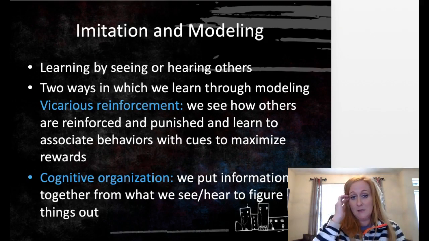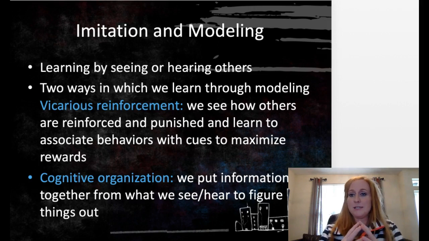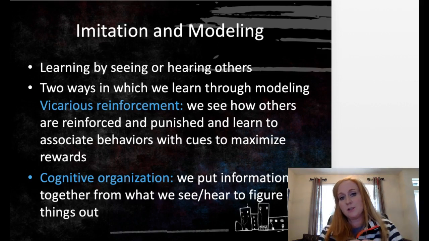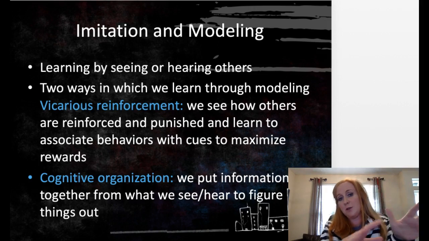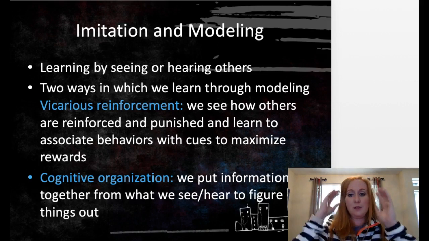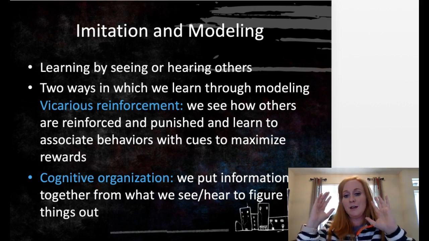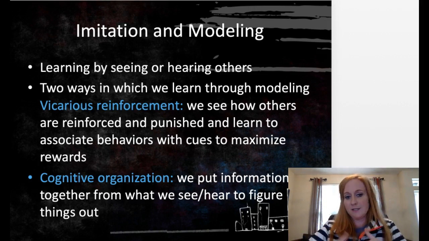Imitation and modeling. You're learning by seeing or hearing others. And there are two ways in which it happens. We have vicarious reinforcement, where we see how others are reinforced and punished to learn to associate behaviors with cues to maximize their rewards. So you're kind of watching other people, seeing what they're getting out of it, and seeing if it is in your best interest. The second one is cognitive organization. You're just kind of putting your information together in your head from everything you're observing to figure things out and come to the conclusion that you should do this. So one is kind of self-directed, the other one is kind of observing others.